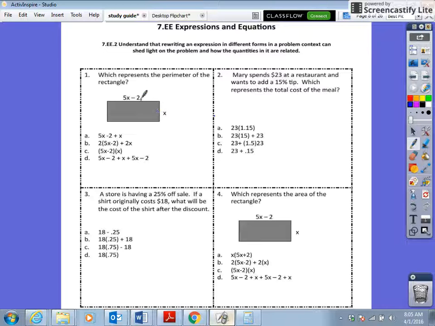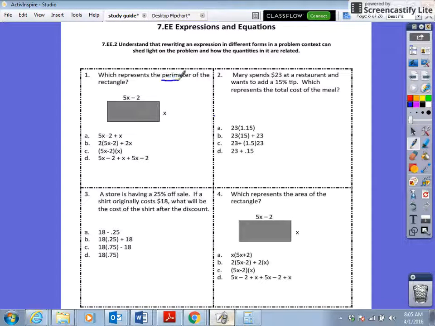So you might think of a certain way to solve this problem, but your options, and that's why there's A, B, C, D here, might not match up with the way you did it. So what you're needing to do is manipulate the problem, move things around so that what you have is one of the options. So which represents the perimeter of the rectangle?